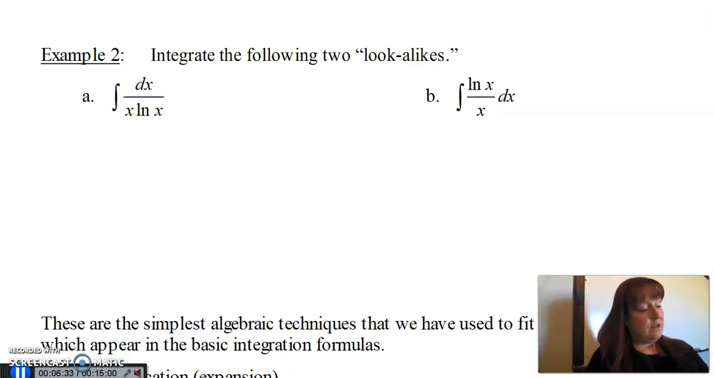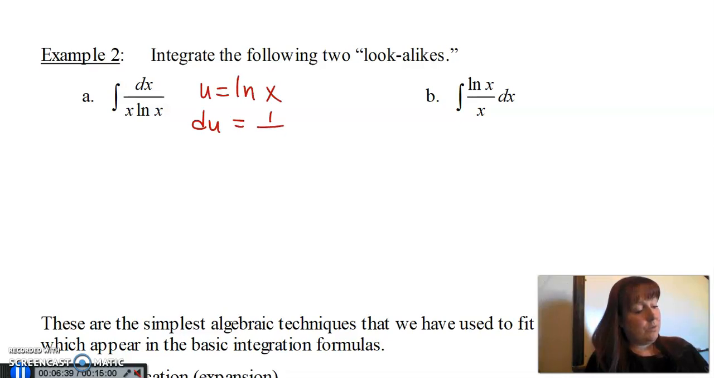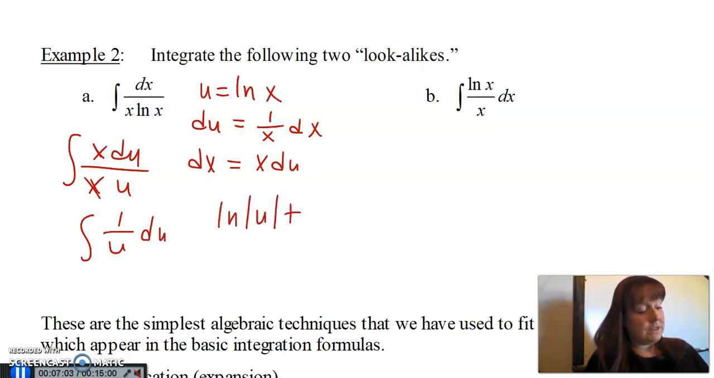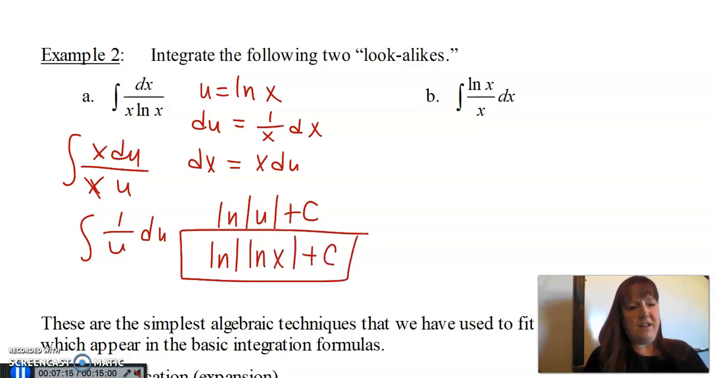So let's see. Here we have u equals ln x, therefore du equals 1 over x dx, therefore dx equals x du. So I can now do my substitution, and I have, instead of dx, I have x du over x times u. The x's cancel out, and I just get 1 over u du, which I know how to integrate, which is ln of absolute value of u plus c. And then I substitute my ln back in for u, so now I have ln of absolute value of ln of x plus c. So I have ln of ln.